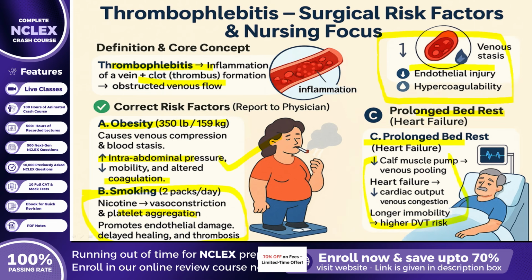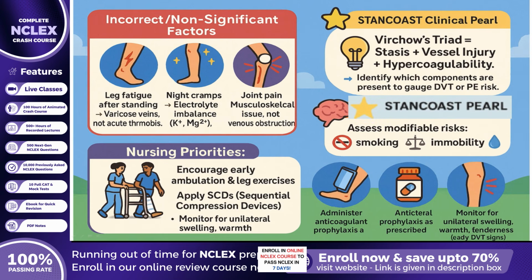However, option D, the complaint of leg fatigue after standing, is incorrect because it is more closely associated with varicose veins or chronic venous insufficiency rather than acute thrombophlebitis. This type of fatigue results from valve incompetence and not clot obstruction. Likewise, option E, cramping in the lower leg at night, is not linked to thrombophlebitis, but instead points to electrolyte imbalances such as hypokalemia or magnesium deficiency. Finally, option F, generalized joint pain, typically reflects musculoskeletal or autoimmune inflammation like arthritis, not vascular disease.